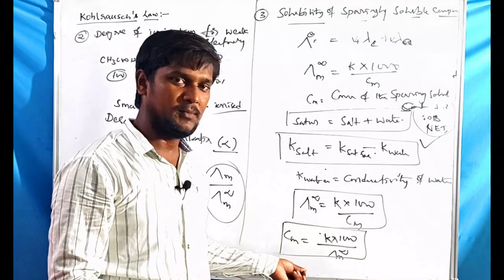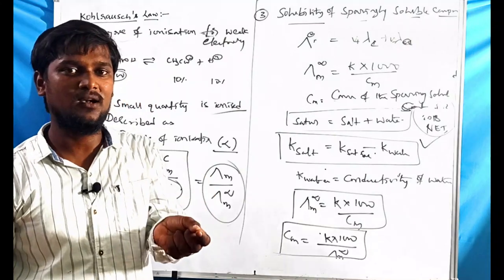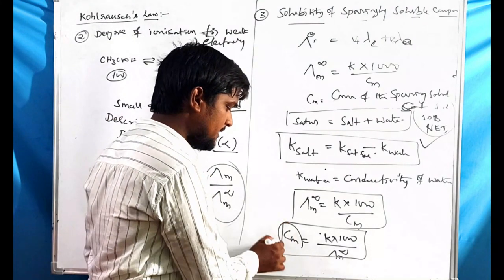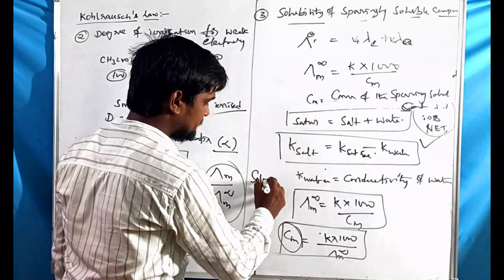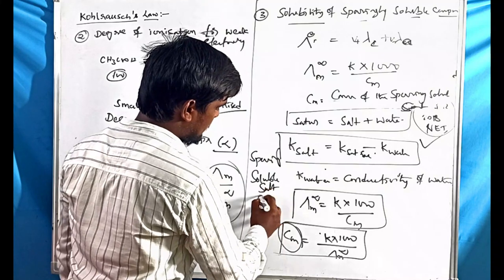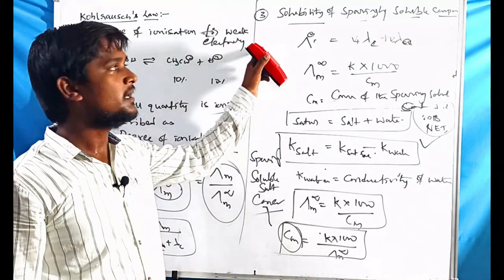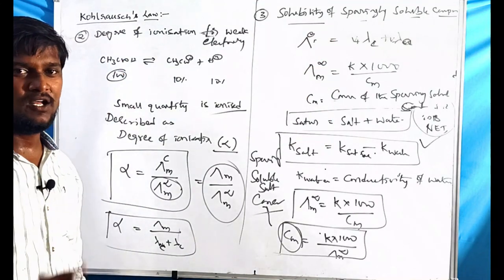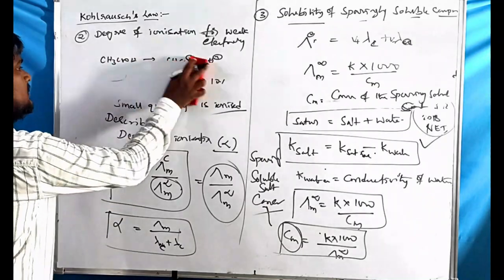With the help of this formula, we can determine the sparingly soluble salt concentration. This is the third application regarding our Kohlrausch law. Now let us discuss the final application, that is weak electrolytes. That is the fourth application.